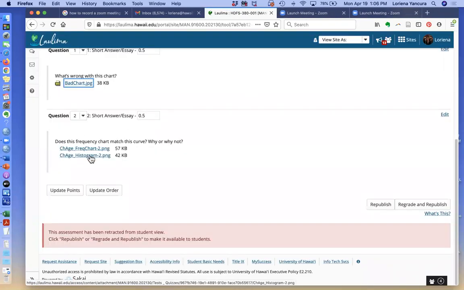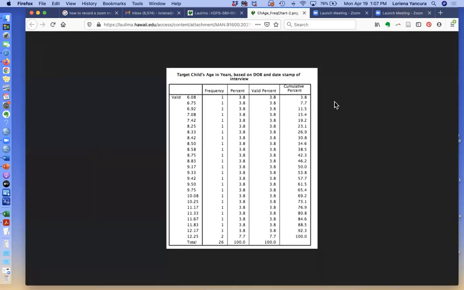So question number 2. And I also realized I forgot to tell you that if you tried these assignments, you'll get credit. So don't get upset if you got the wrong answer. This just counts towards your attendance points. So you get points for trying. And let's turn to the second question: does this frequency chart match this curve? Why or why not? So here's our frequency chart.